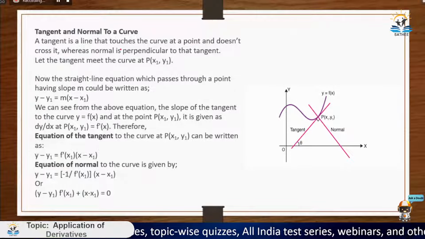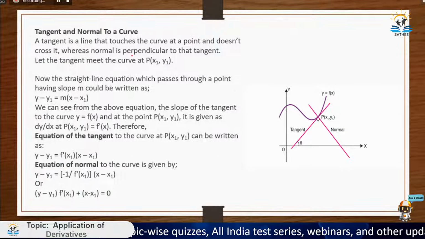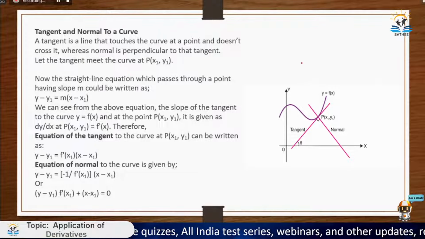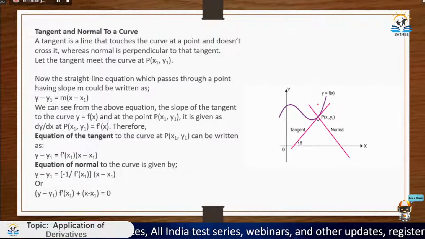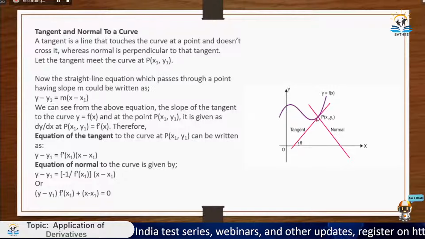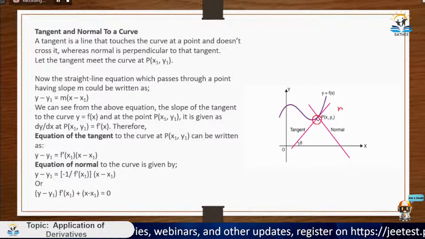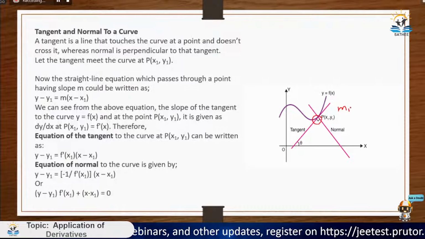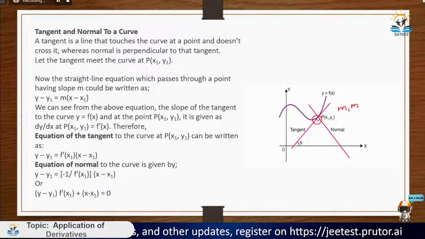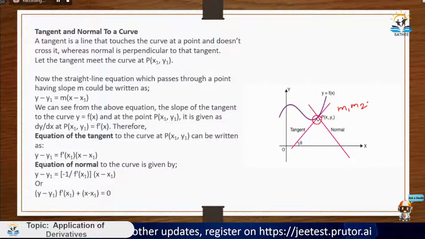Coming on to the tangent and normal concept. First thing first, if you draw a tangent to any curve and a normal at the same point, the tangent and normal are at 90 degrees to each other. So if you know the slope of one, you can easily calculate the other slope by using the formula m1 m2 equal to minus 1.